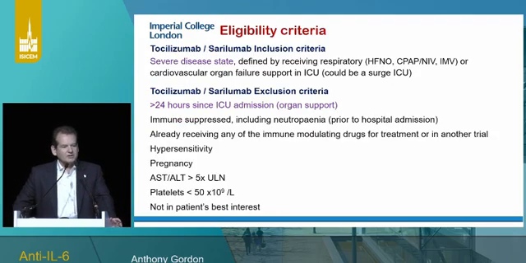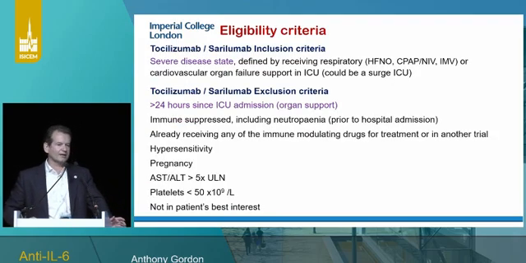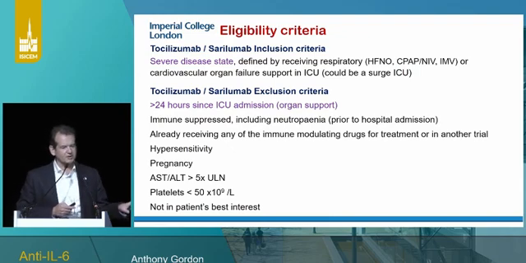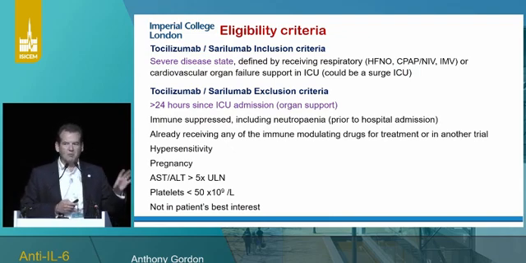Just quickly, who did we study? Well, they were sick patients, so they were critically ill, defined as receiving some form of respiratory support in an ICU environment. And that could just be high-flow nasal oxygen, or CPAP, an NIV, or full mechanical ventilation. But in an ICU, and it could be a surge ICU. And we recruited these sick patients early, so they had to be within the first 24 hours of ICU admission or starting their organ support.